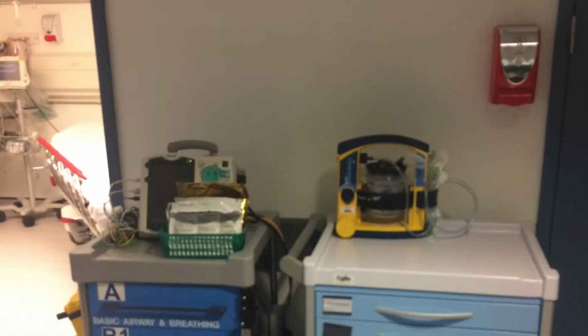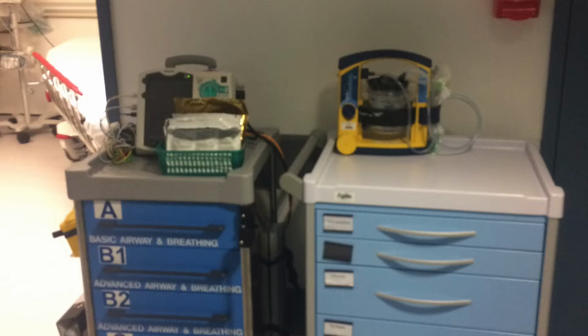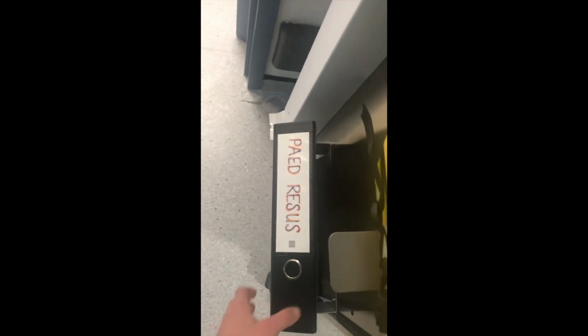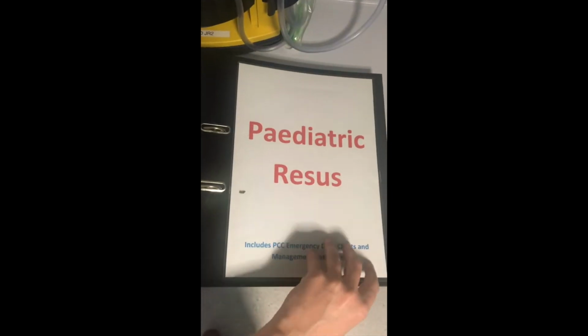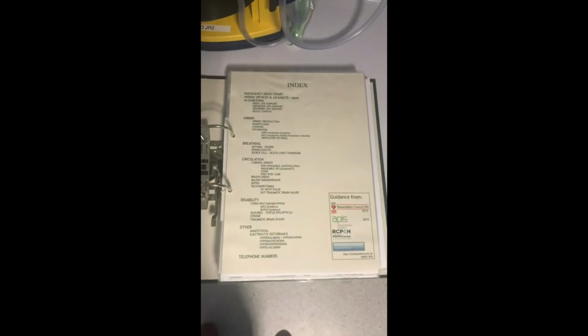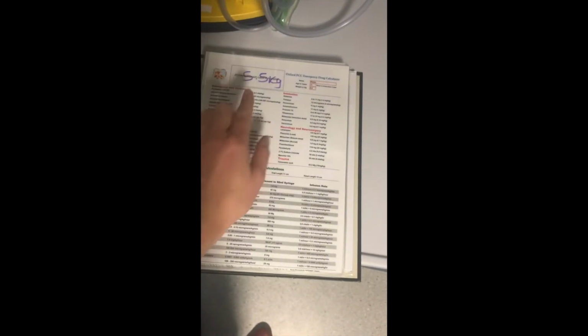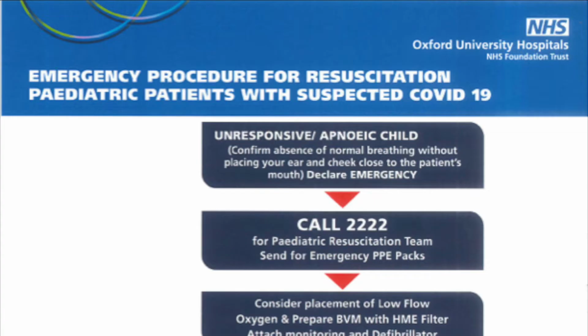In between room 6 and 7, there is a Resus trolley fully equipped for a pediatric resus with A, B, and C equipment in different sizes, depending on the size of the child. On the side of the trolley, there's a Resus folder with all pediatric APLS algorithms and also the trust guidance for resuscitation of pediatric patients with suspected COVID-19. You will also find the usual weight-based emergency charts.